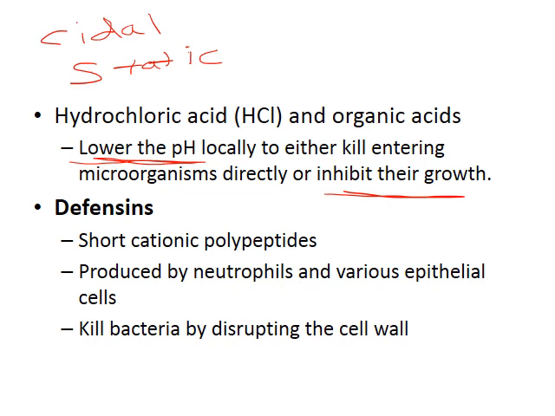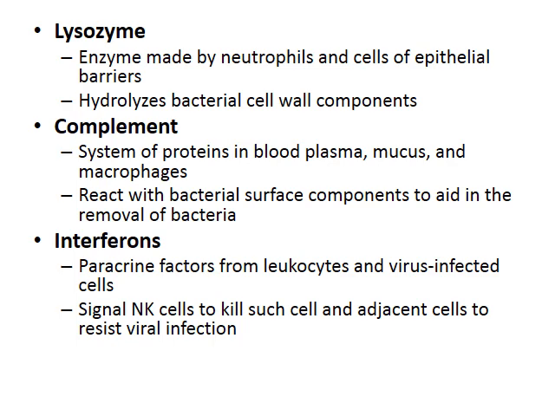These are short cationic polypeptides, so they're a protein. They're produced by neutrophils and a few other epithelial cells that are in your innate immune system. And what they do is they kill bacteria. So these are going to be cidal, and they are going to by disrupting the cell wall. So if you can disrupt the cell wall, things start leaking out and the cell eventually dies.